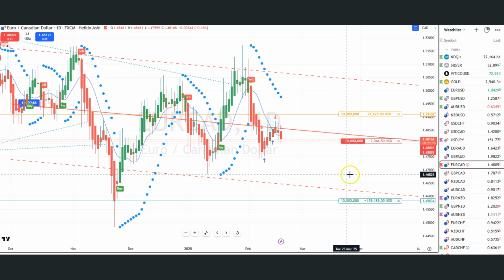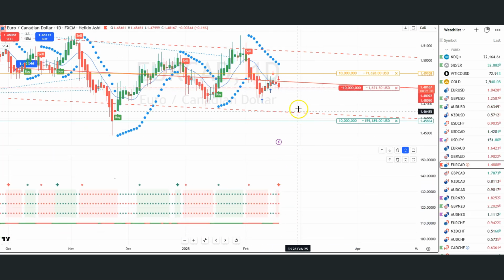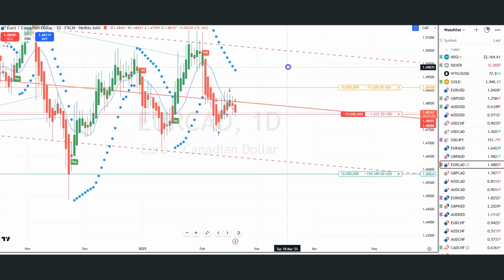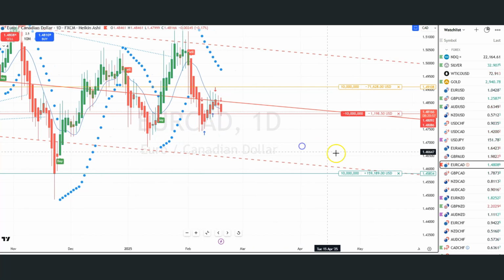Euro Canadian, we're short this, but it's not doing anything at all. All the sellers are in, as you can see, which means that there's likely to be a big move south. I do have a target here, 145.79, which is fantastic, but not doing much at all at the moment.